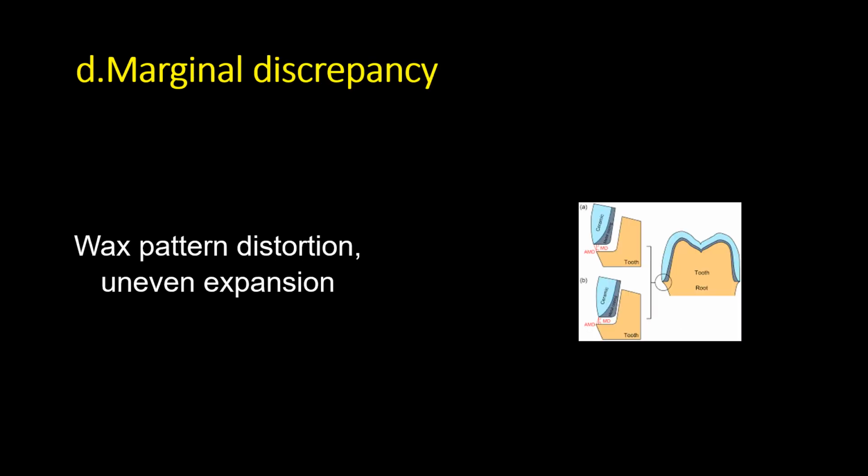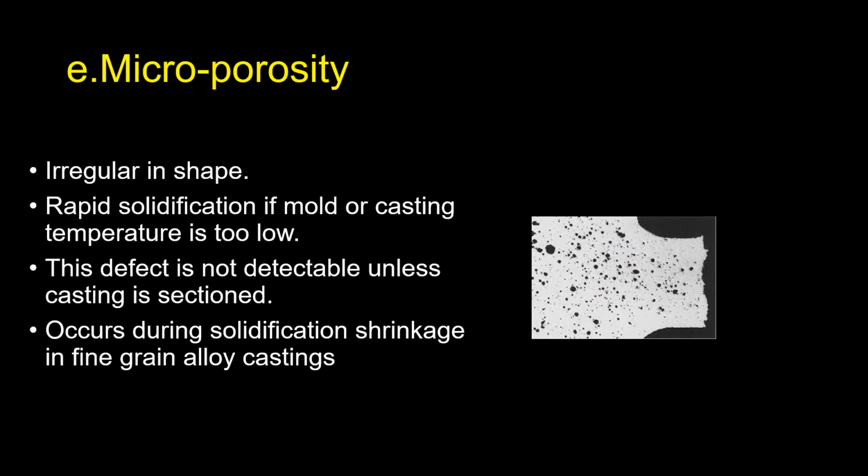Next one is marginal discrepancy. This marginal discrepancy is due to distortion of the wax pattern while transferring it from the die for the investing procedure, or uneven expansion of the investment material in the casting ring. Next one is microporosity. You can see irregular shaped voids inside the metal. We cannot see them with the naked eye. It will be seen only under a microscope. This is due to solidification shrinkage of the fine grains in the casting alloy.